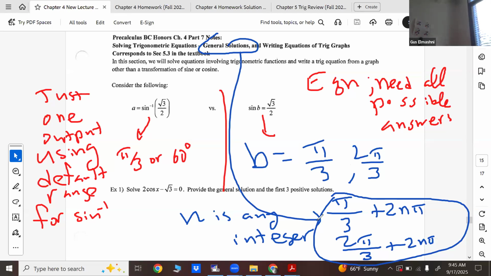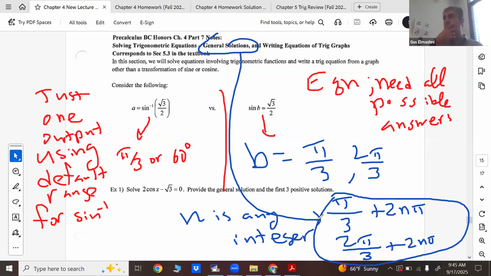So pi/3, 7 pi/3, 13 pi/3, 19 pi/3, 25 pi/3. I'm just adding 2 pi over again. Or I go backwards, pi/3, negative 5 pi/3, negative 11 pi/3, negative 17 pi/3, negative 23 pi/3, and so forth. Or for 2 pi/3, 2 pi/3, 8 pi/3, 14 pi/3, 20 pi/3, and so forth. So you just do this over and over again. So that's called a general solution. And that's what we're trying to do here.